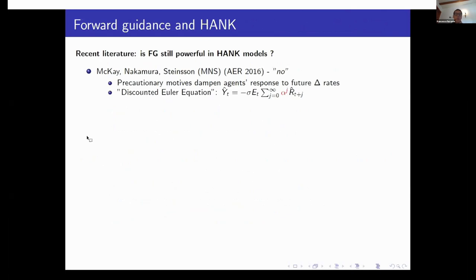So a recent strand of literature has looked at the question: is forward guidance still as powerful in HANK models? And you get very contrasting answers. The first paper is by McKay, Nakamura, and Steinsson, and they introduced the idea that in a heterogeneous agent model, precautionary motives dampen the agents' response to future changes in the interest rate, because of what they call a discounted Euler equation. So the possibility of hitting the constraint in the future introduces a discounting that dampens the impact of forward guidance.